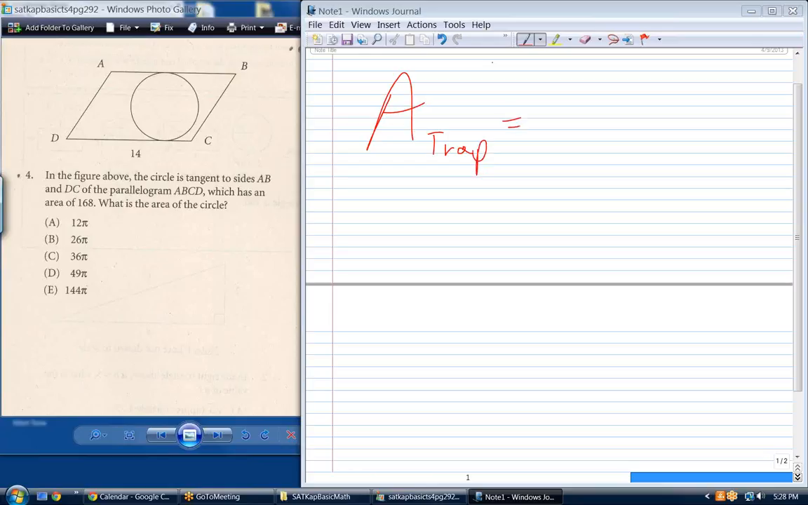Okay. What is the area of a trapezoid equal to? The general formula. Base times height. Same as a rectangle, only we need the vertical height, not the slant height. Right. We need this vertical height. Now what? They've given us the area. I can fill in 168 for that. What else do we know?